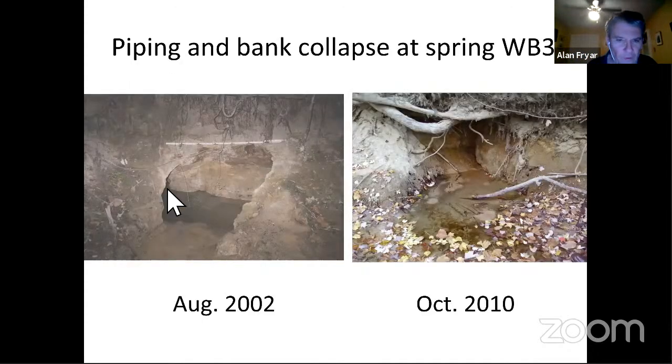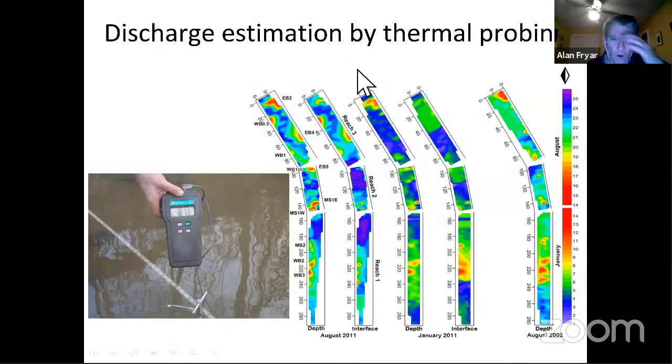So this is a photograph of the biggest of the springs, what we call WB3. That's what it looked like in August 2002. That's what it looked like in October 2010. So the orifice kind of evolved because of soil piping, but it still persisted in about the same location. I showed this slide before in the last talk about using thermal probing to identify sites of groundwater inflow, and these coincided with places where we saw springs that we sampled for contaminants.